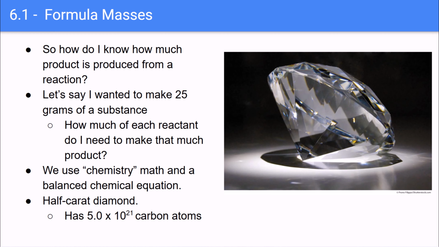If we really break down this beautiful diamond that's over here, let's say you end up with a half-carat diamond for one reason or another, it has 5.0 times 10 to the 21st carbon atoms. Well, how do I figure out how much starting materials I need to synthetically grow a lab diamond that is half a carat? I need that many carbon atoms. So I need to find some way to harvest those carbon atoms or utilize that many carbon atoms in a chemical equation in order to produce my lab diamond that's shown over here.